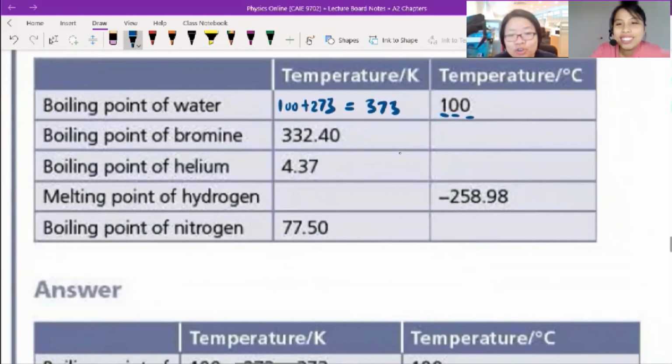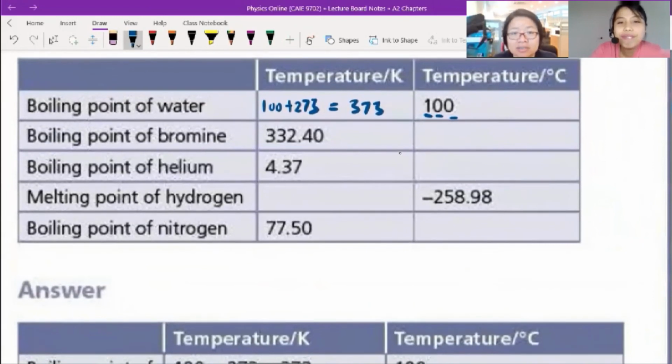For example, if you look at the boiling point of bromine, this is in Kelvin. So if you want to convert to temperature, you're going to minus 273. This is 2 decimal point. So it will be 332.40 minus 273.15. You might be thinking, if they put 332.4, then you will minus 273.2. Wow. So you have to be a bit sensitive to what numbers they're giving you.